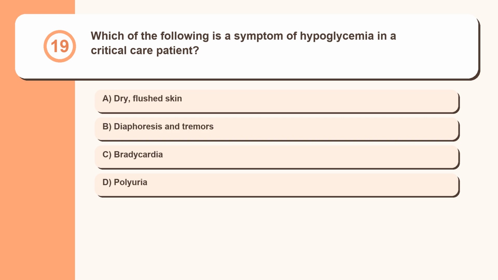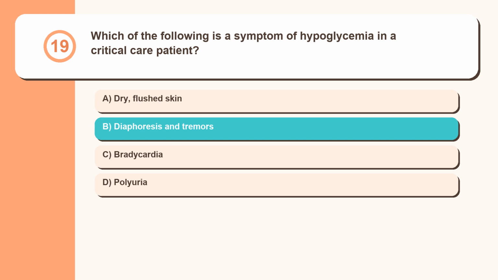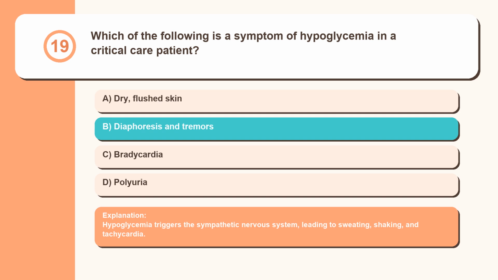Question 19. Which of the following is a symptom of hypoglycemia in a critical care patient? Dry, flushed skin, diaphoresis and tremors, bradycardia, polyuria. Hypoglycemia triggers the sympathetic nervous system, leading to sweating, shaking, and tachycardia.